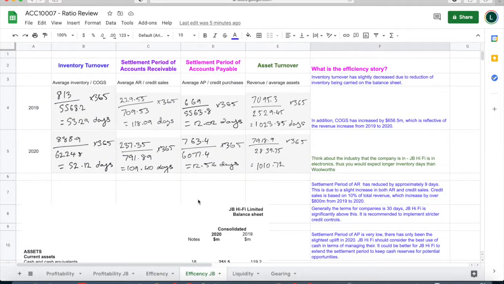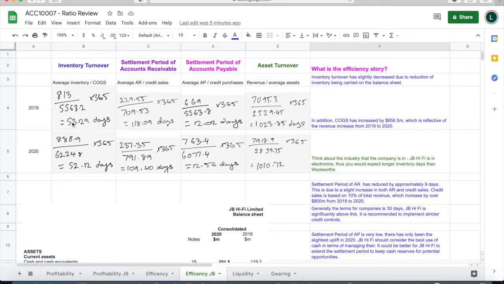So let's jump over into JB Hi-Fi. I've done all these calculations. I'm not going to go through them because you're all masters of this already. This is just a refresher on potential exam conditions and how you can convey your analysis.